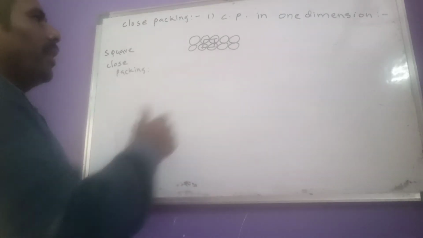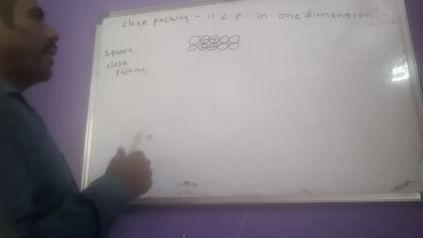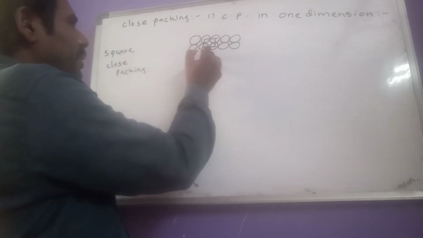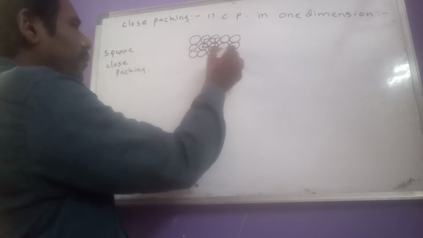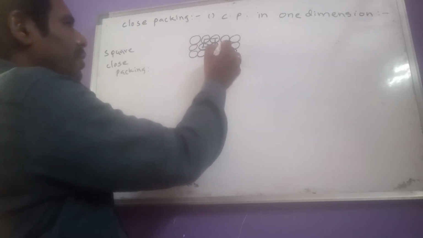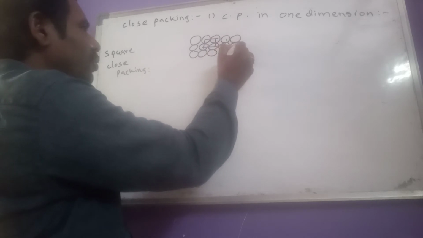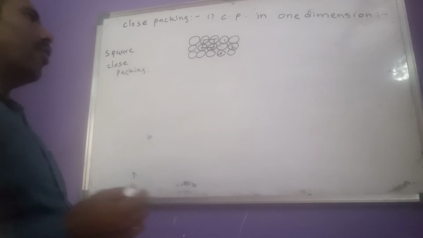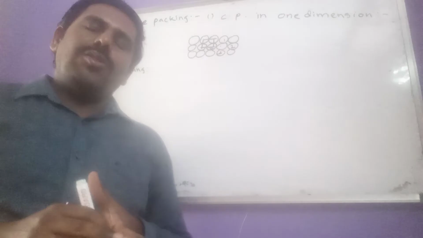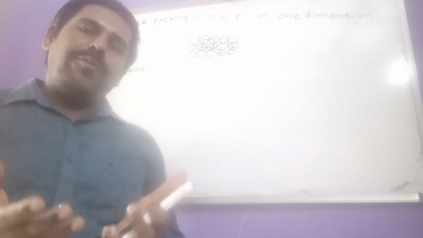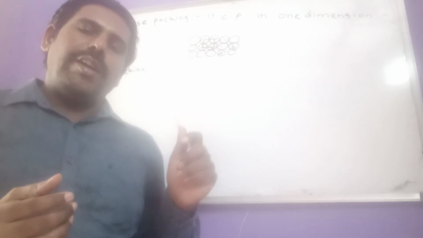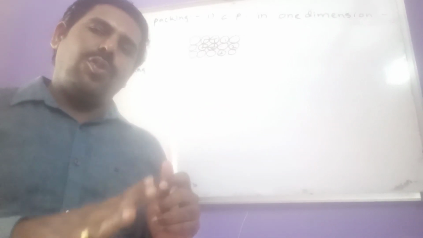So now in square planar close packing, each sphere is surrounded by four nearest neighbors. So let it be this sphere here. 1, 2, 3, 4. Four spheres are very close to that sphere. So that sphere is surrounded by four nearest neighbors. So the coordination number in square close packing is 4.